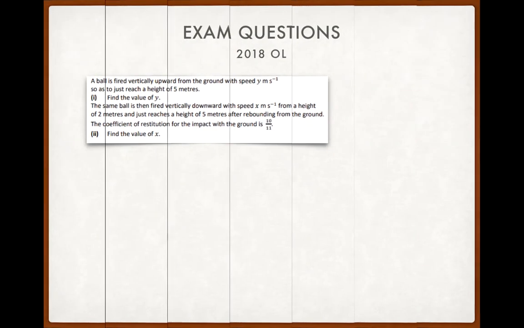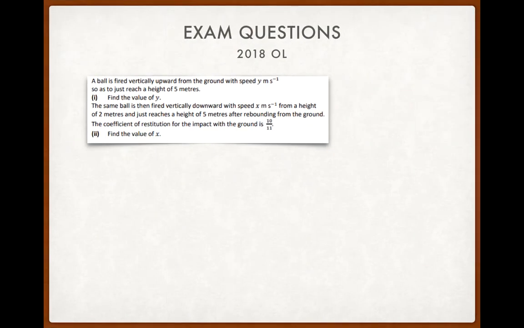Final example. Again, pause the video and attempt the question yourself before we go through the marking scheme. I'll plough straight on. A ball is fired vertically upwards from the ground with a speed of y, so it just reaches a height of 5 meters. Find the value of y. For that one, we know at the maximum height it comes to rest. We know there's a height of 5. We know the acceleration due to gravity is minus 9.8. So v squared is u squared plus 2as will be used in that case.